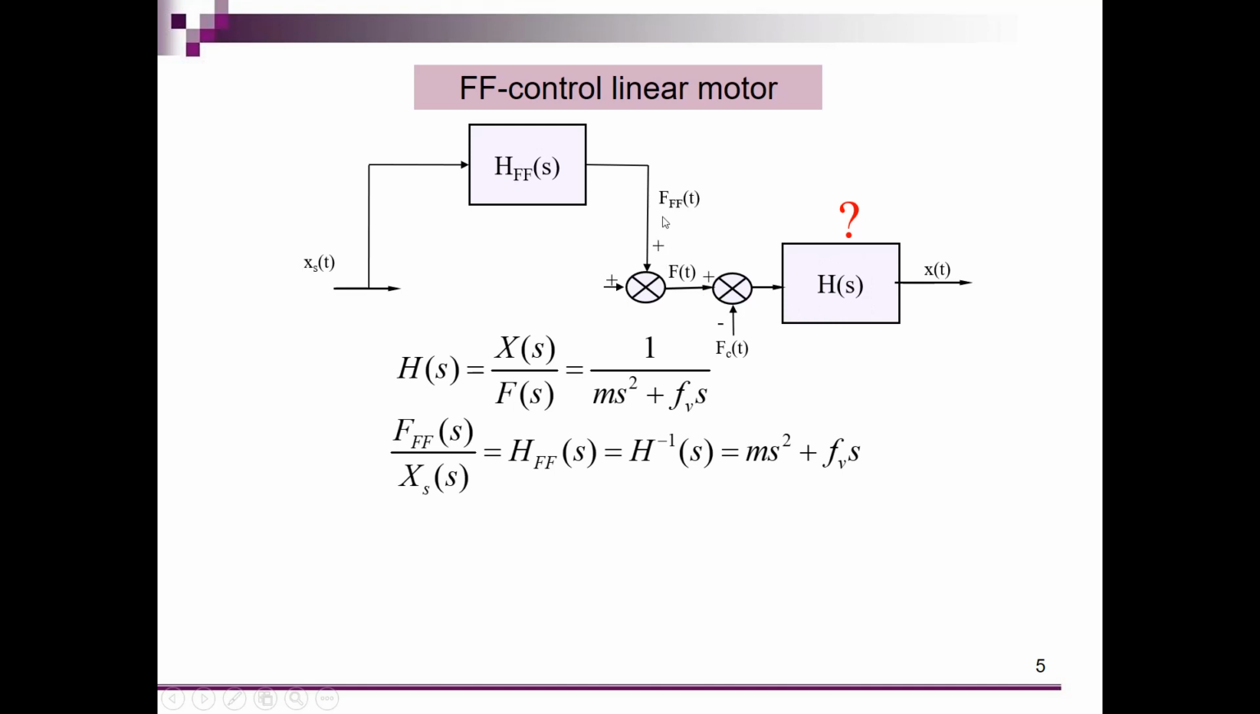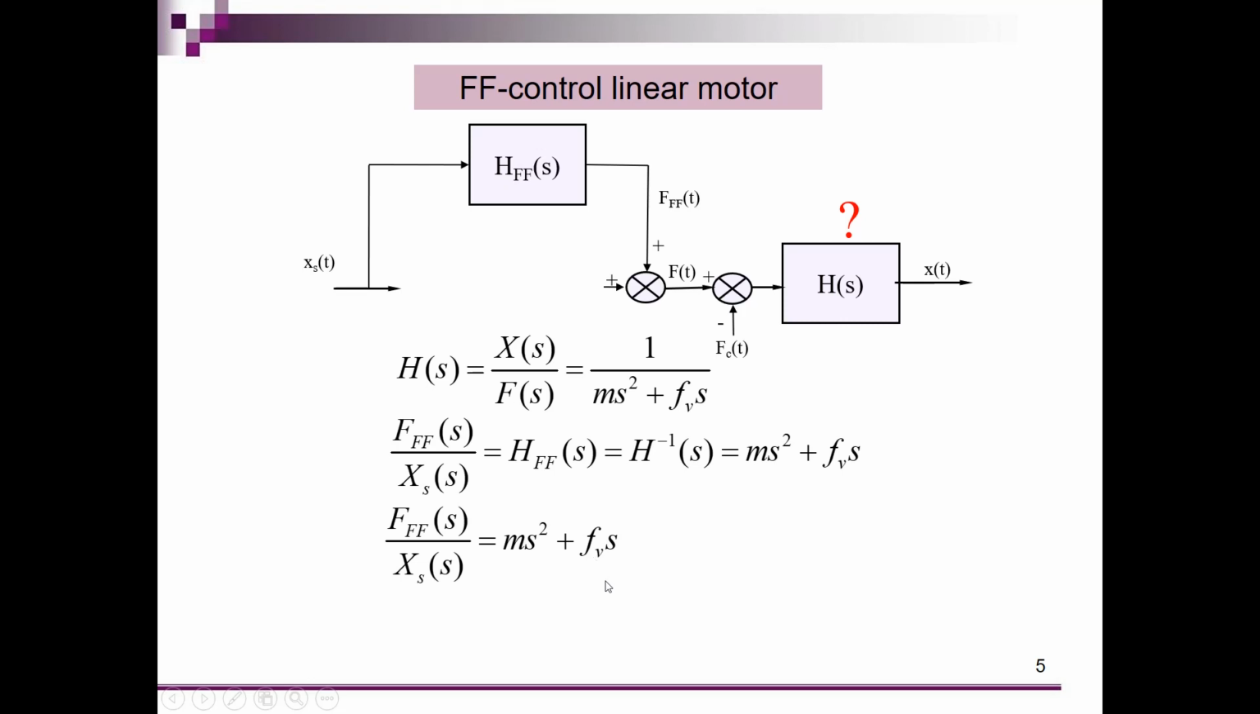The output of my feed forward is my force over here, the feed forward force, pardon me, and the input is my set point over here. So we can say the transfer function force over set point position here is the opposite of this transfer function. So it's equal to ms squared plus Fv times s. So my feed forward transfer function again is m times s squared plus Fv times s.